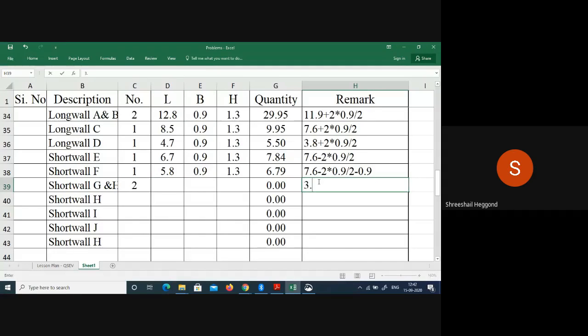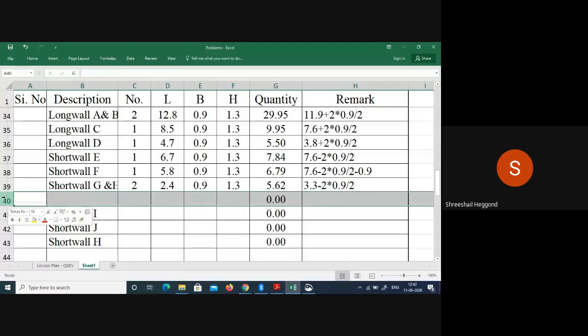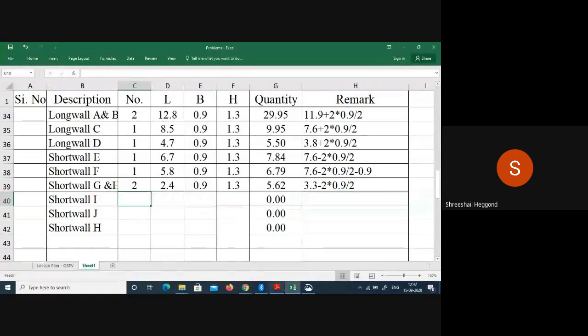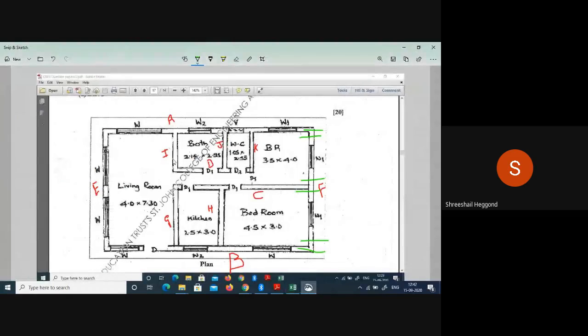Length will be 3.3 minus both the sides you have to deduct, that is 2 into 0.9 divided by 2. That can be written as 2.4 is the length, breadth is 0.9 and height is 1.3. Therefore, omit the h. The I value will be considered: internal length is 2.95 plus 0.3 you have to make.